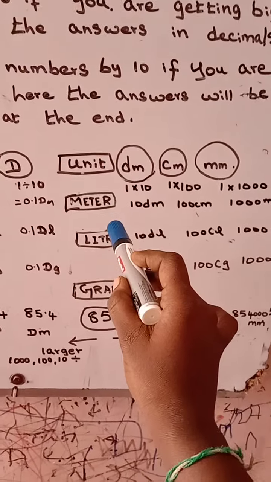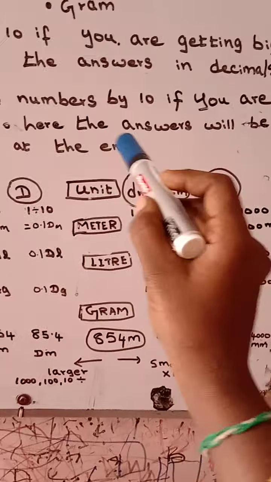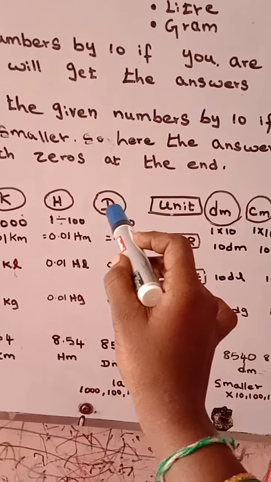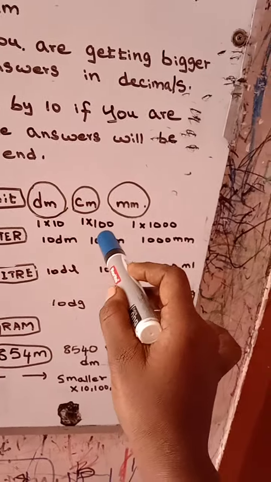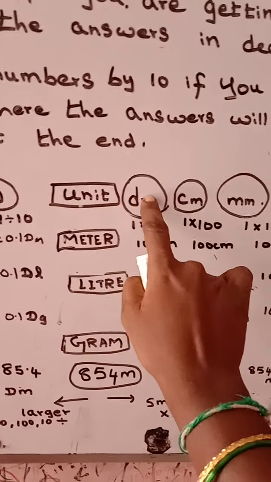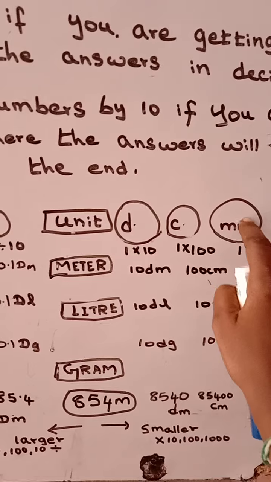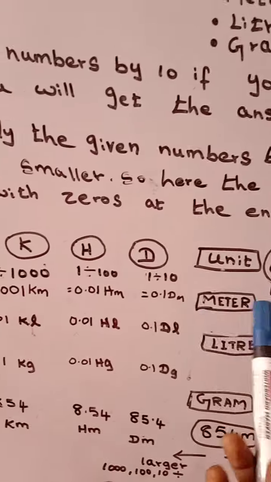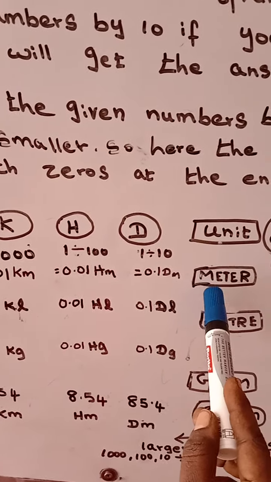Okay, now we will see. So the units are the meter, liter and gram, and the larger units are the deca, hectare and kilo, and the smaller units are the deci, centi and milli.